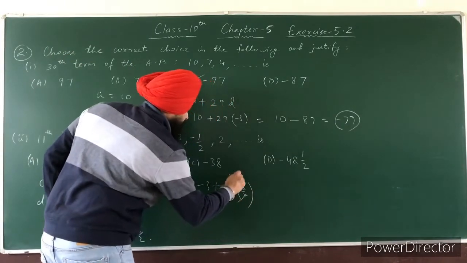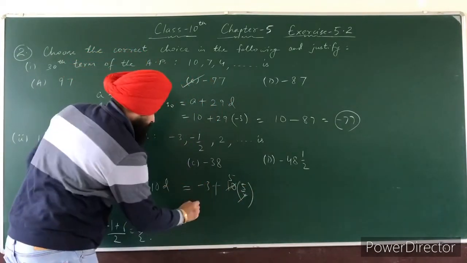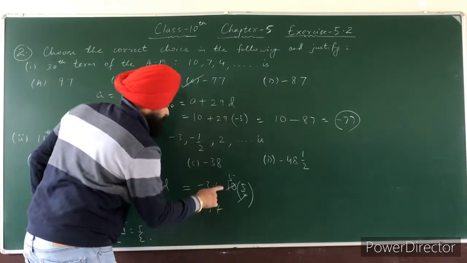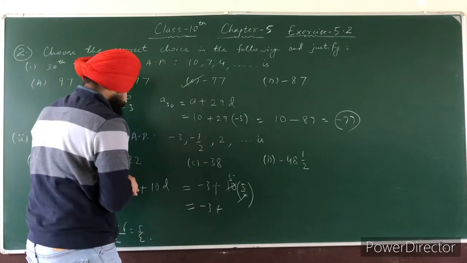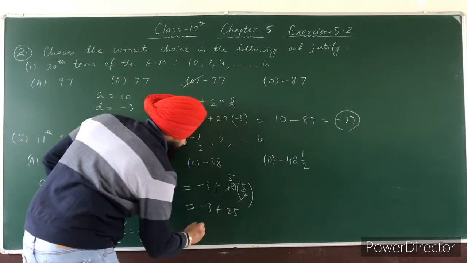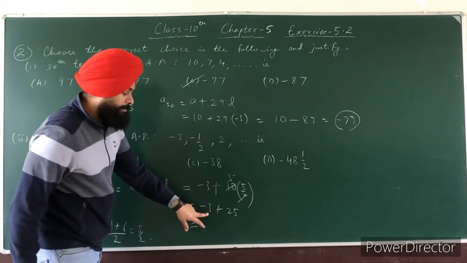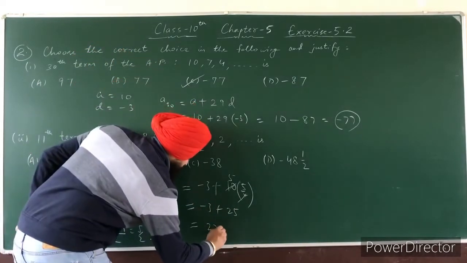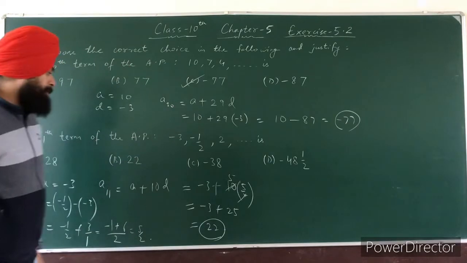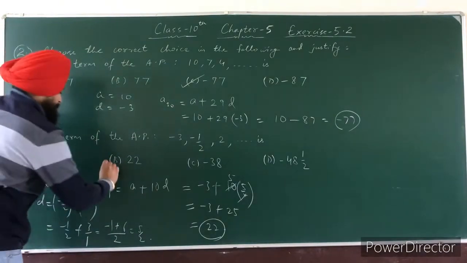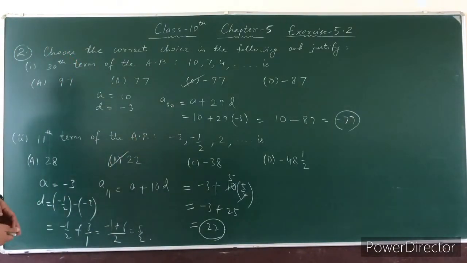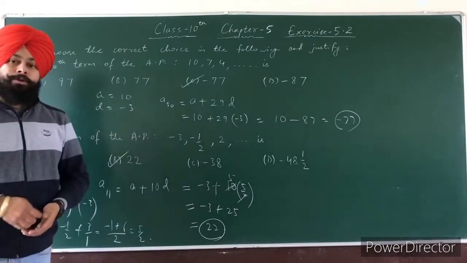Now 2 cancels with 10. 2 5s are 10. Minus 3 plus 5 5s are 25. And 25 minus 3 is 22. So the 11th term is 22. So the option is B. Here students, so this is the second question of exercise 5.2.